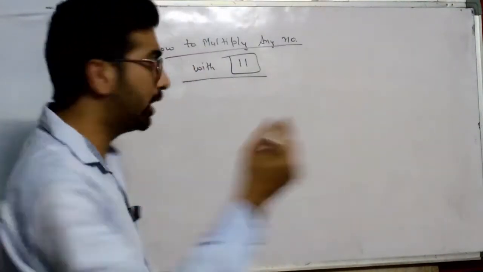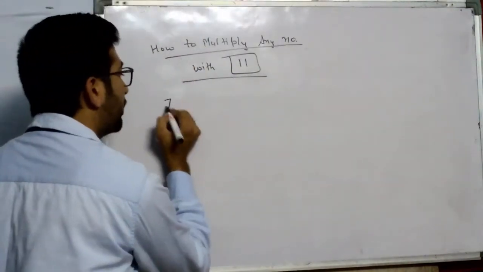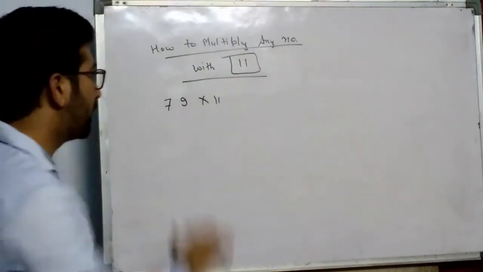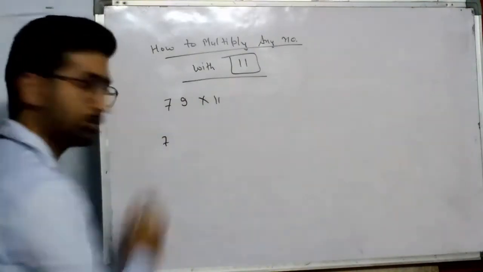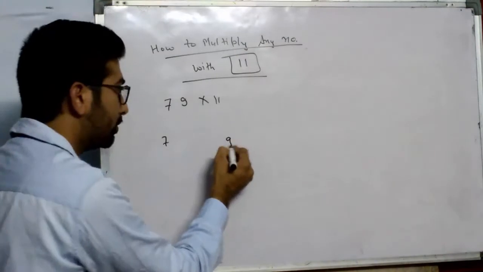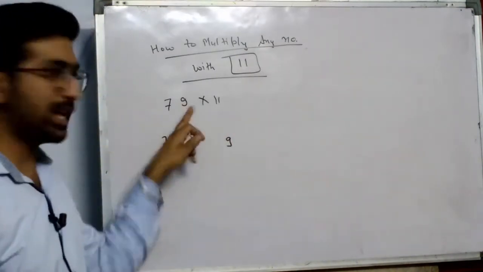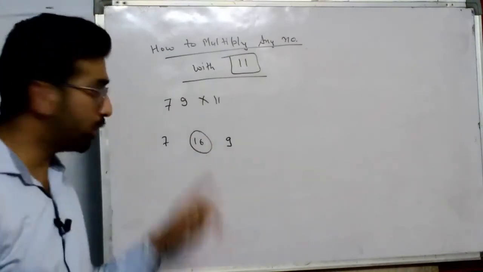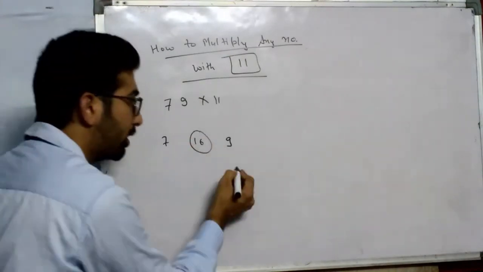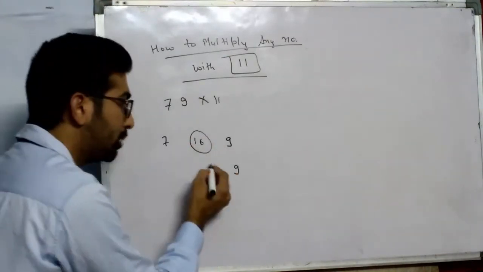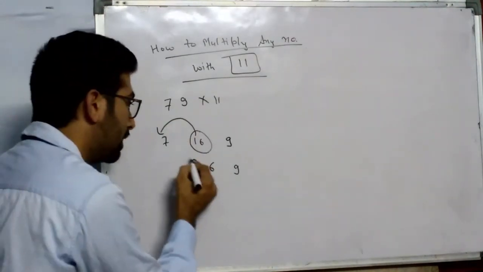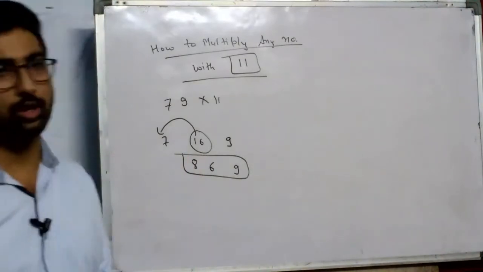Now we are not going to follow the same old fashioned method. Whenever we have a number like 79 into 11, first of all we will write 7 here, 9 here. Now add both the numbers: 7 plus 9 is 16. But you can write only a single digit number. So we will write 6 here on the right side, and the left side number we will add on the left side: 7 plus 1 is 8. So 869 will be your answer.